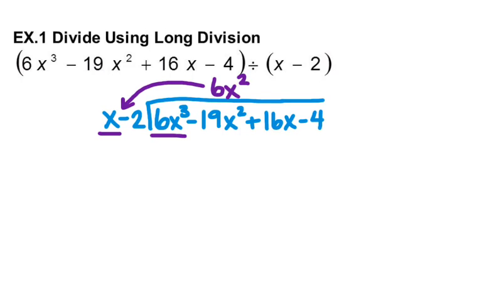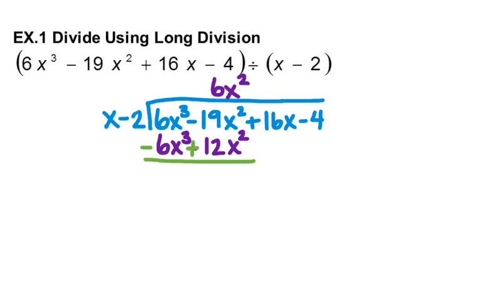Okay, so then I'm going to multiply back. And when I multiply back, I multiply times everything on the outside of the division symbol. So we just said 6x squared times x is 6x cubed. And then 6x squared times negative 2 is negative 12x squared. Then we're going to draw the line and change all of the signs. Previously, when we were dealing with just numbers, we had one number there and we changed it to subtraction. We're doing the same thing. We're changing to subtraction, which would change any signs that are already there.